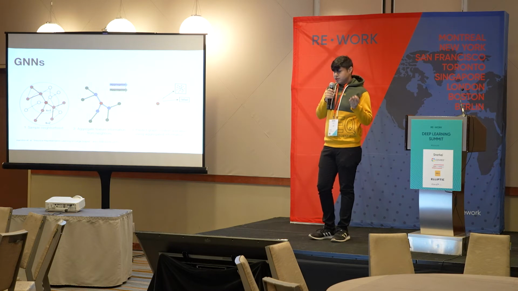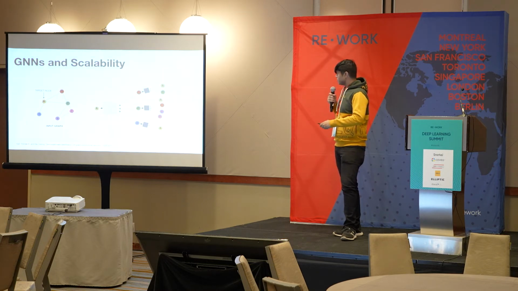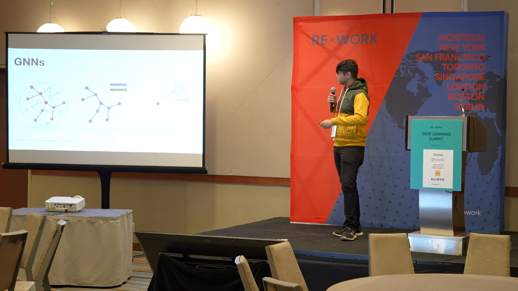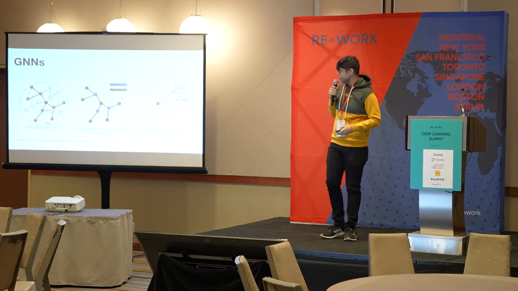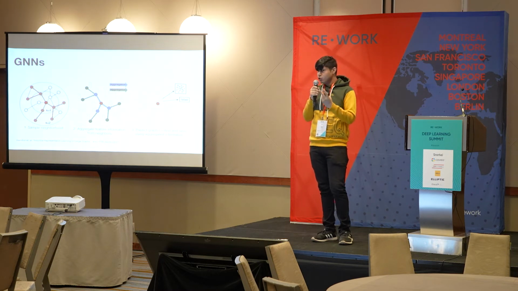In GNNs, there are 3 steps, essentially. The first step is you pick a node for which you want to make a prediction. In this case, it's the central red node, and then you sample a neighborhood around that node. So in this case, we are sampling 2-hop neighborhoods.